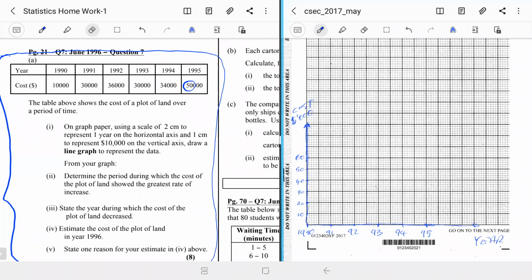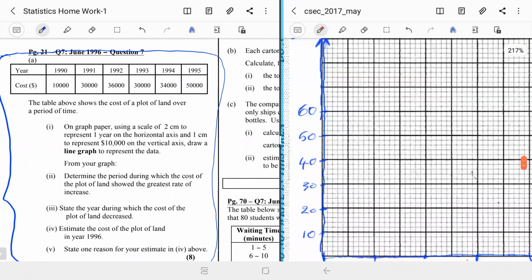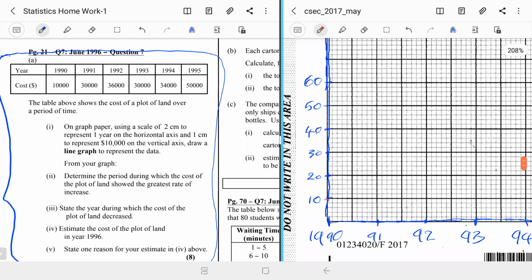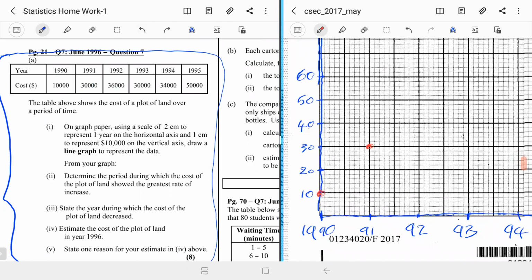Now, a line graph means plotting the points first, and then drawing straight lines between the points. The first one is that in 1990, it was 10,000. Pay attention to this question; I'm going to show you something in it. So 1990 is 10,000. Let's zoom in, right here, we're starting right here. 1991 is 30,000, 30 right there. 1992 is 36,000, so 1992 is 36.